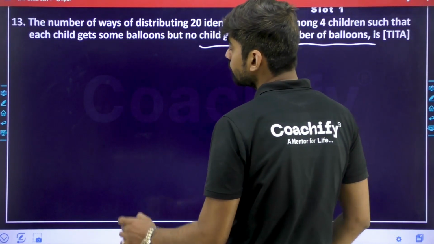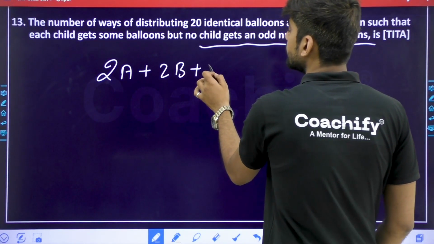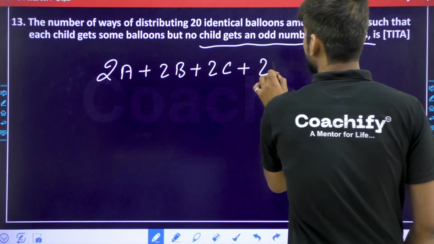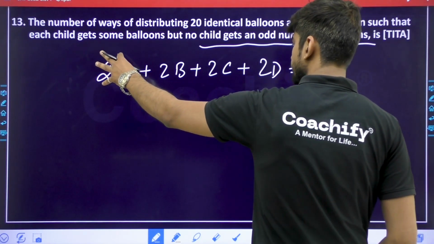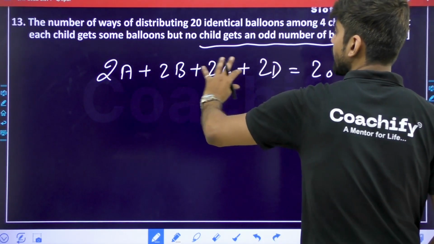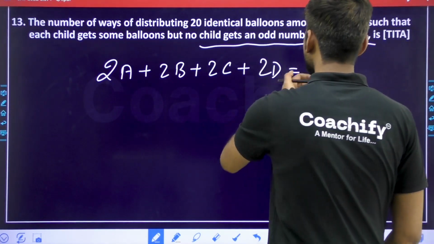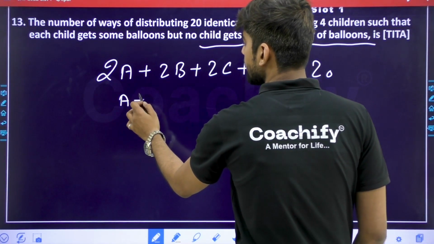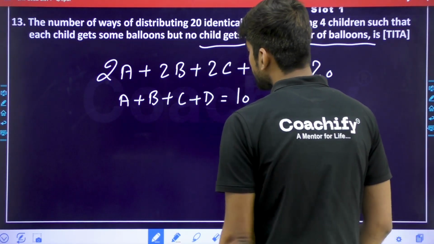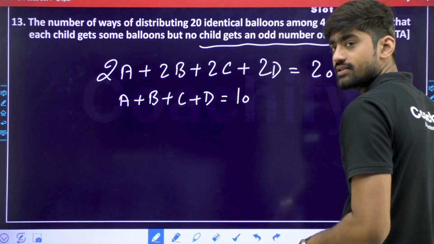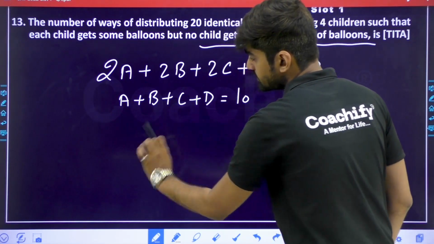So to ensure that, I can multiply all these values with 2 and this should be equal to 20. So this will ensure that each child has an even number of balloons. Now if I take 2 common from here, this becomes A plus B plus C plus D, which is coming out as 10. Now the situation is that I have 10 identical balloons and I have to distribute them amongst 4 children.